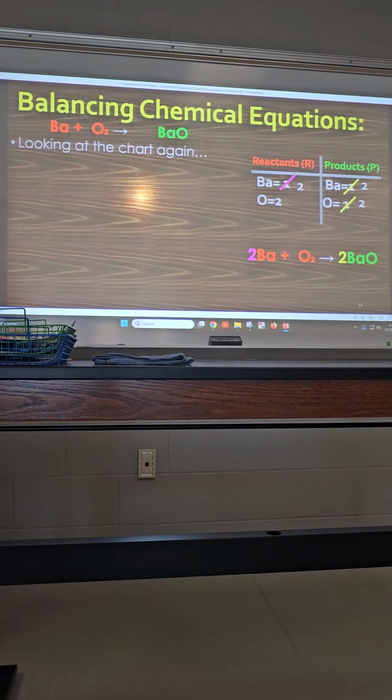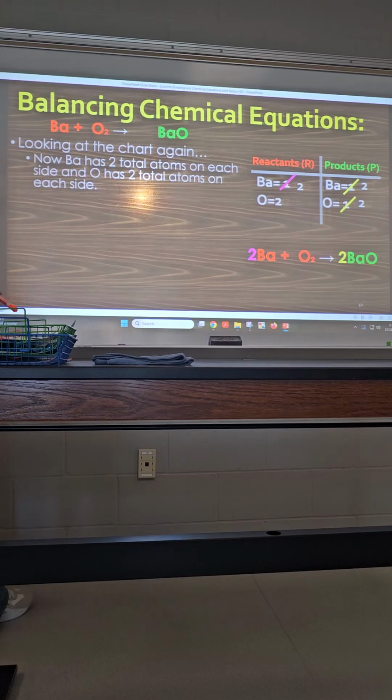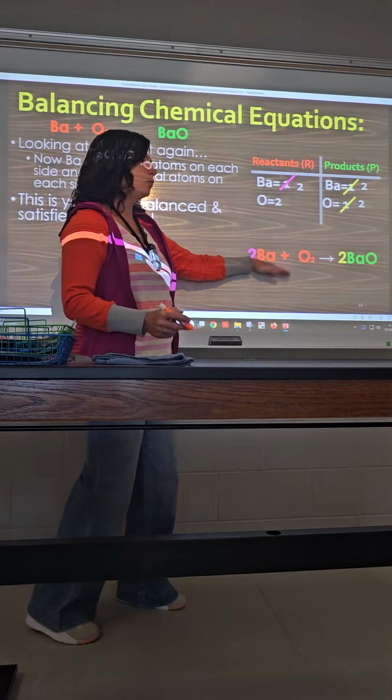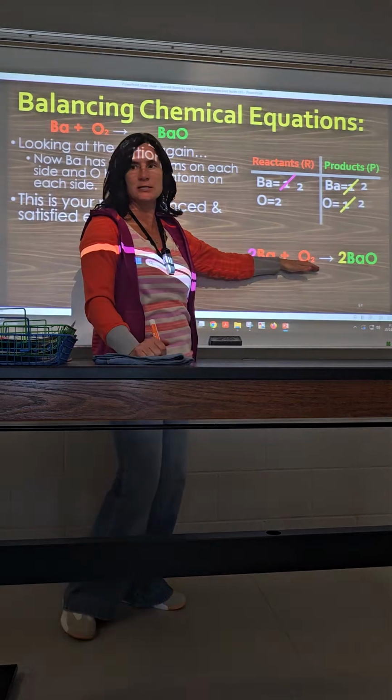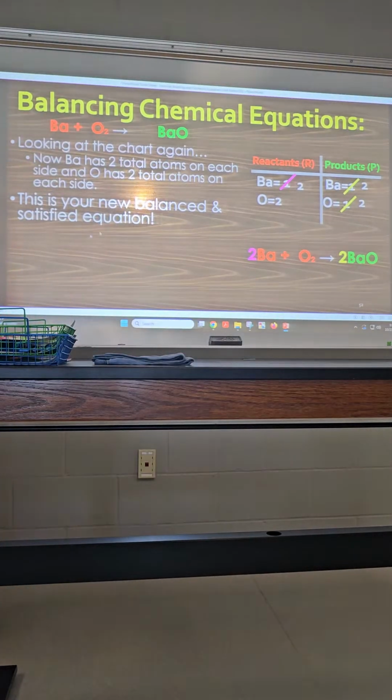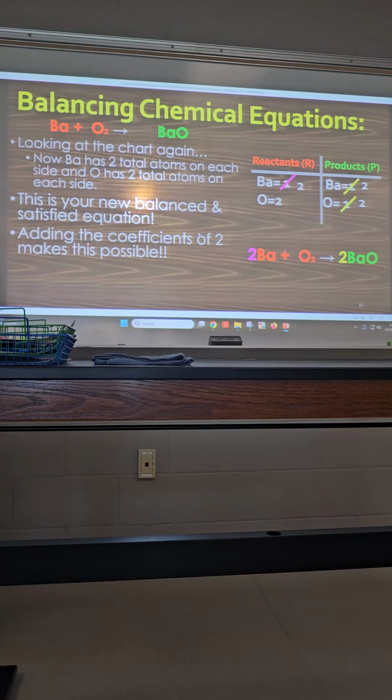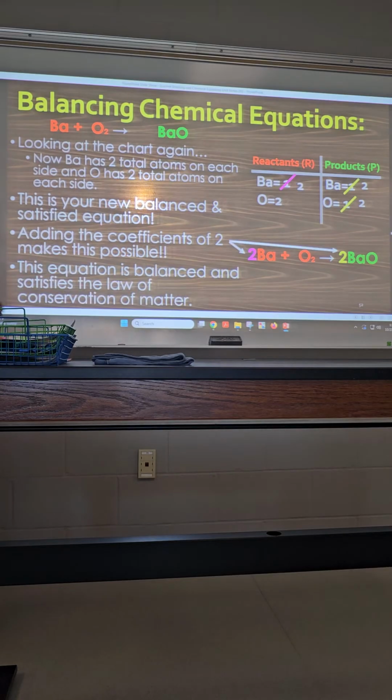Okay, so going to slide 52, let's look at the chart again, make sure we have everything even. Barium now has 2 atoms on each side, oxygen now has 2 on each side, and this is our new balanced and satisfied equation. So now the law of conservation of matter is satisfied with this equation. Over here at the top, it was not balanced. Down here, it is balanced, and it's good to go. So adding the coefficient of 2 in both places made that possible. Those two coefficients. This equation is now balanced, and it does satisfy the law.